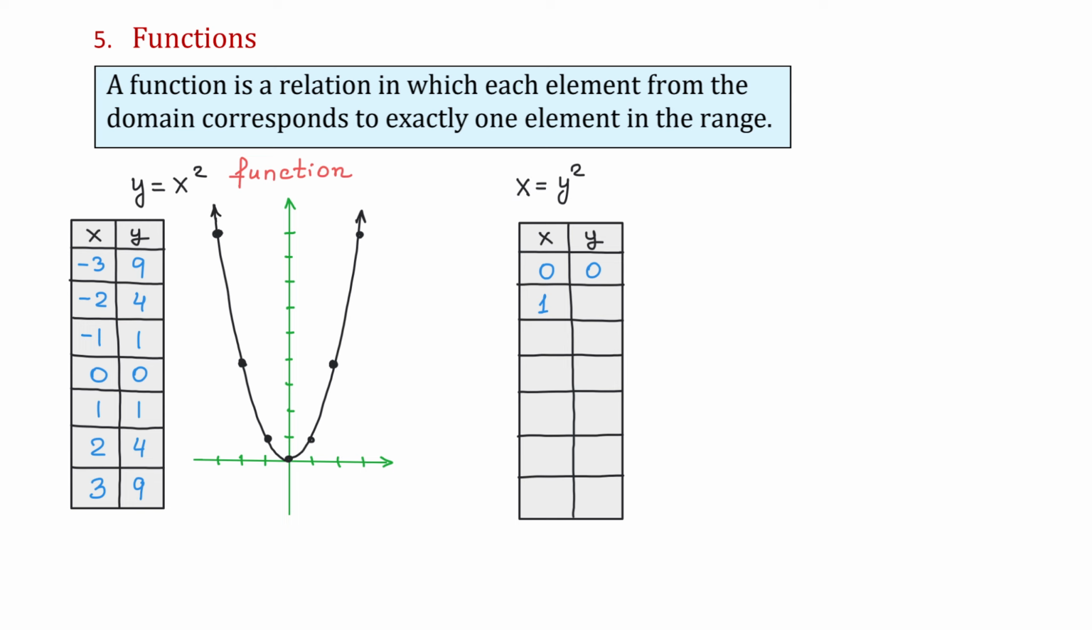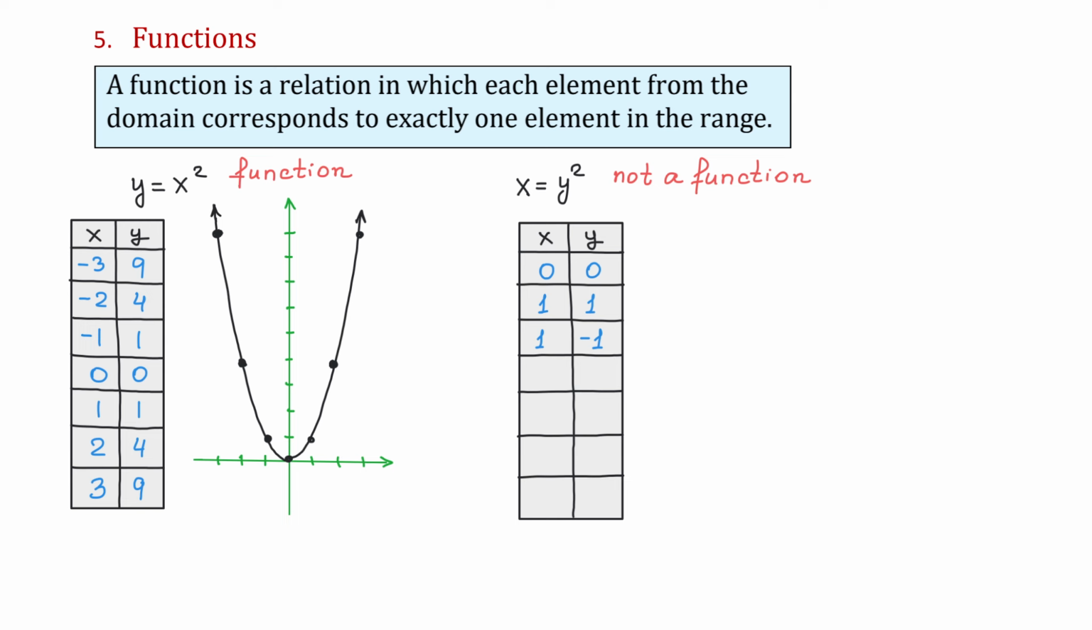So then, in the table, when x is 1, y can also be 1, or when x is 1, y can be negative 1. And now notice that for the same value of x, we got two values of y. And this already tells us that this equation is not going to be a function. Now let's continue with more values for x.